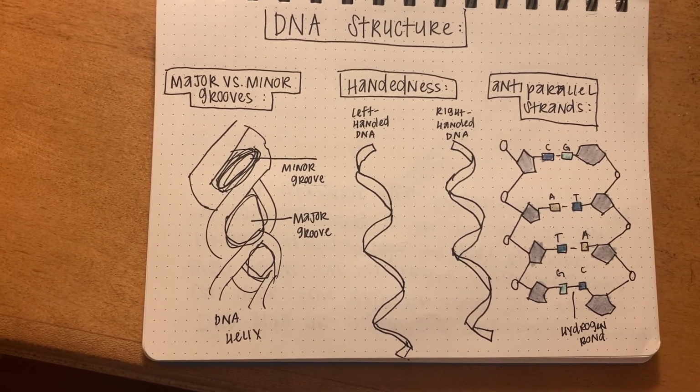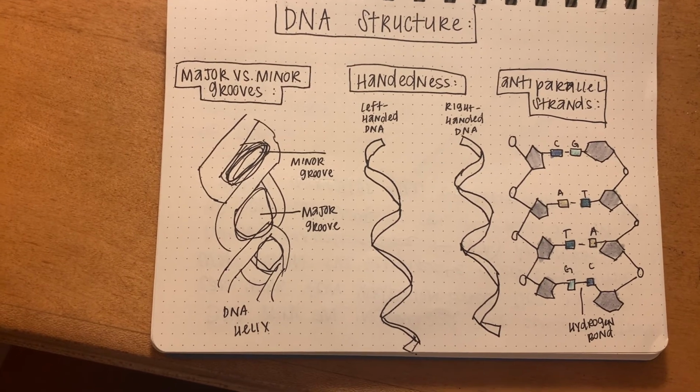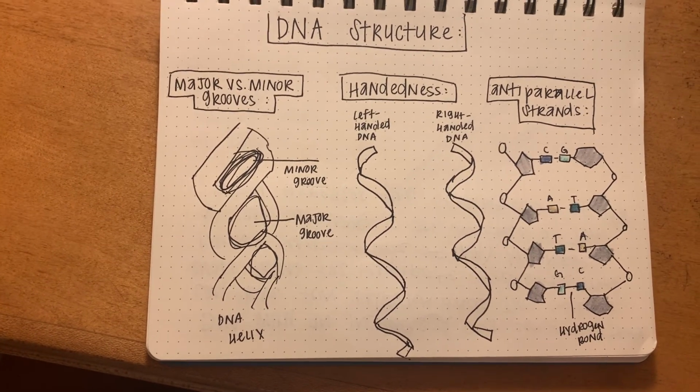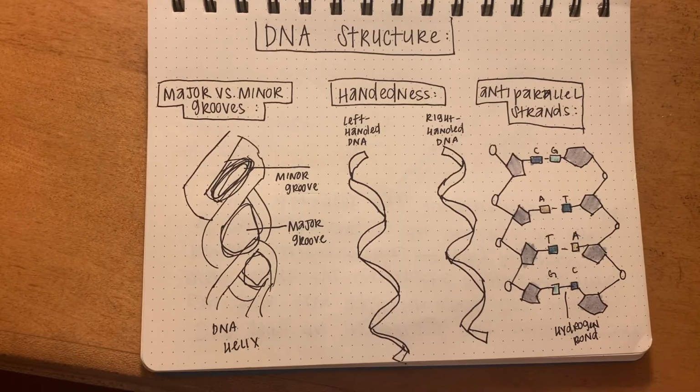Anti-parallel strands means that the DNA strands are side by side, but are opposite in direction. This is determined by its polarity.